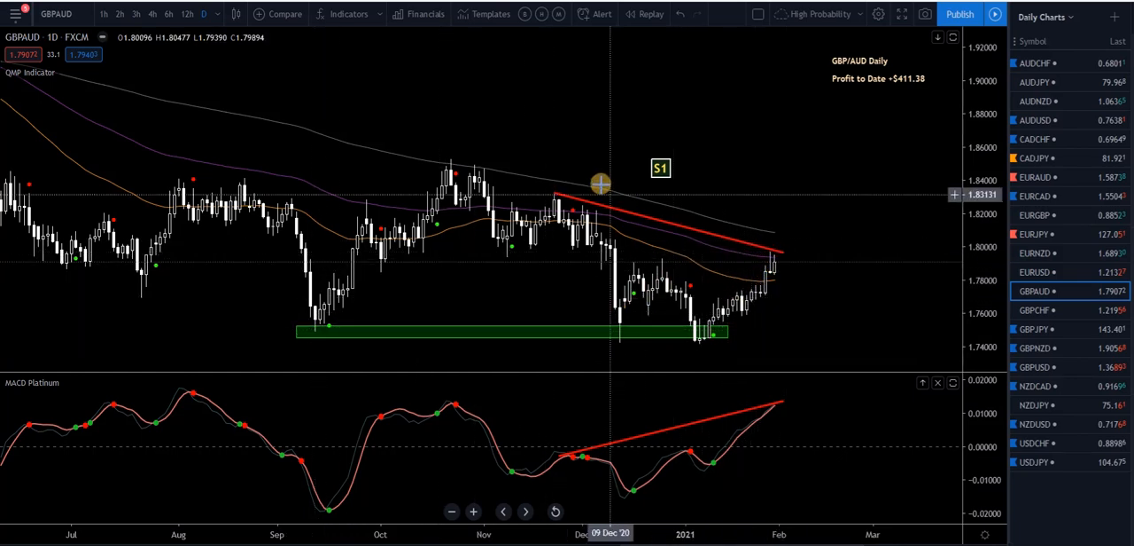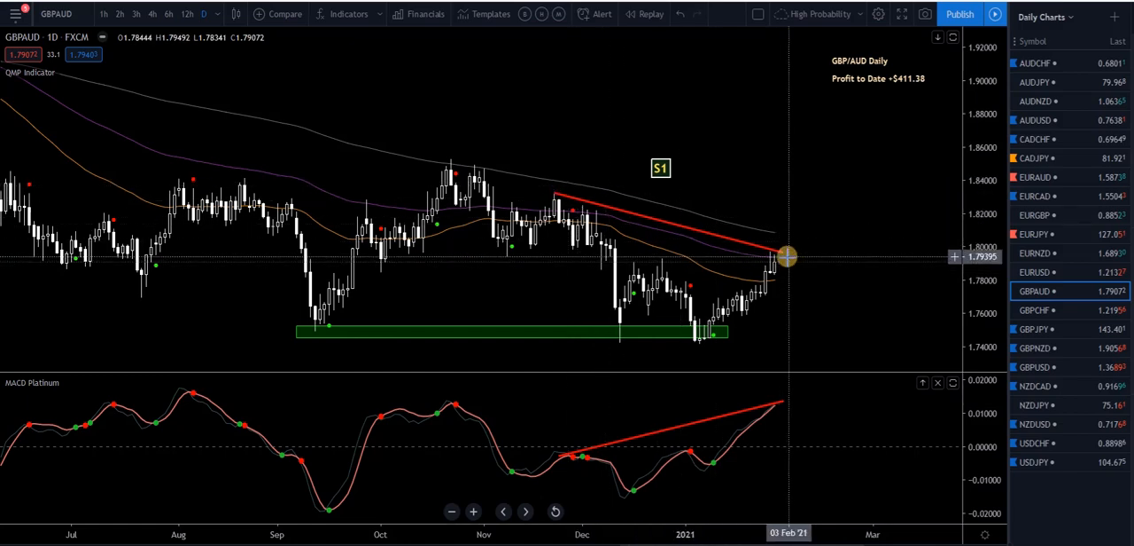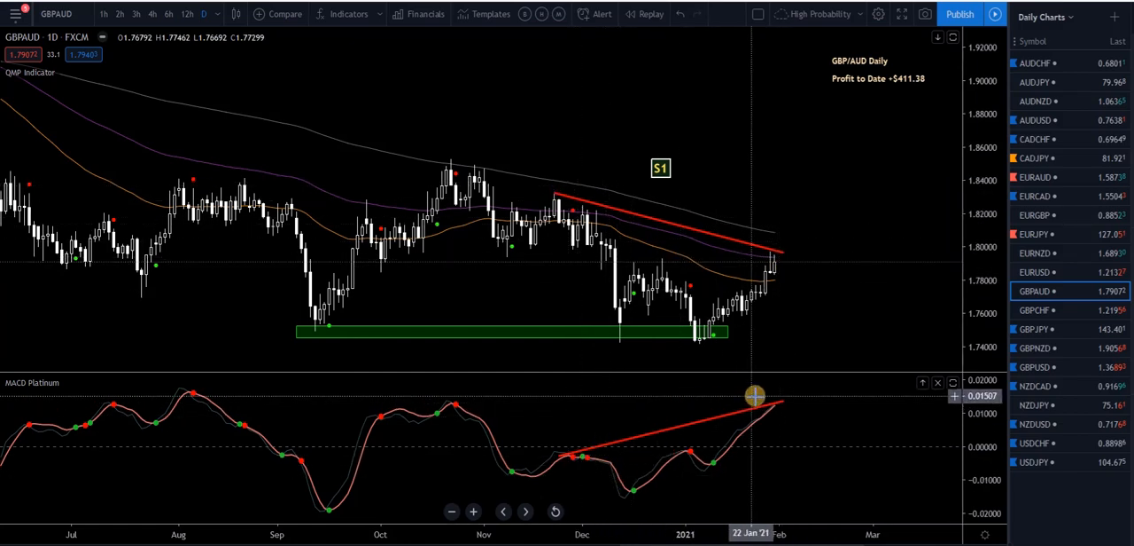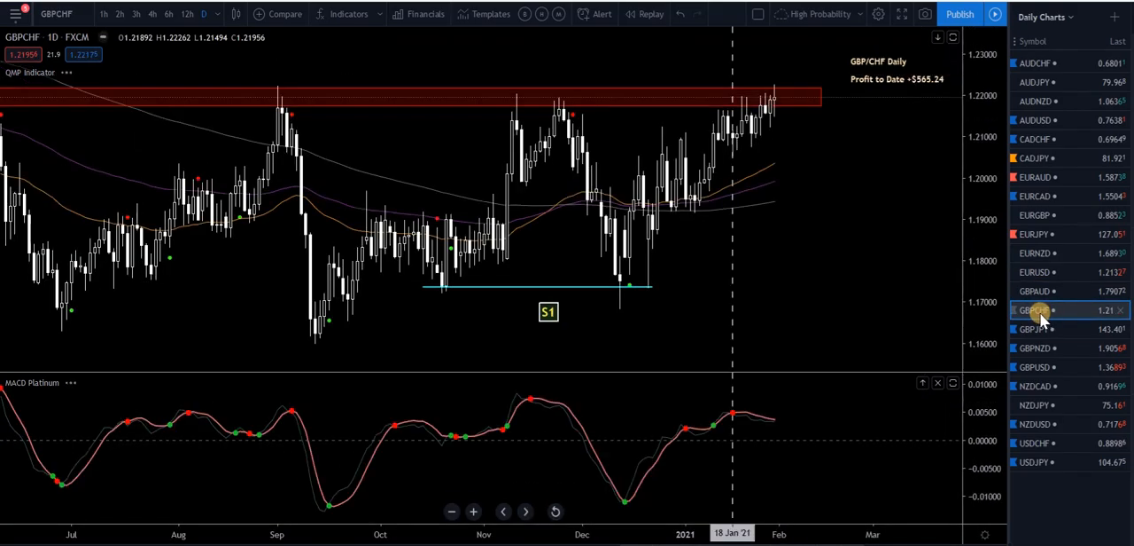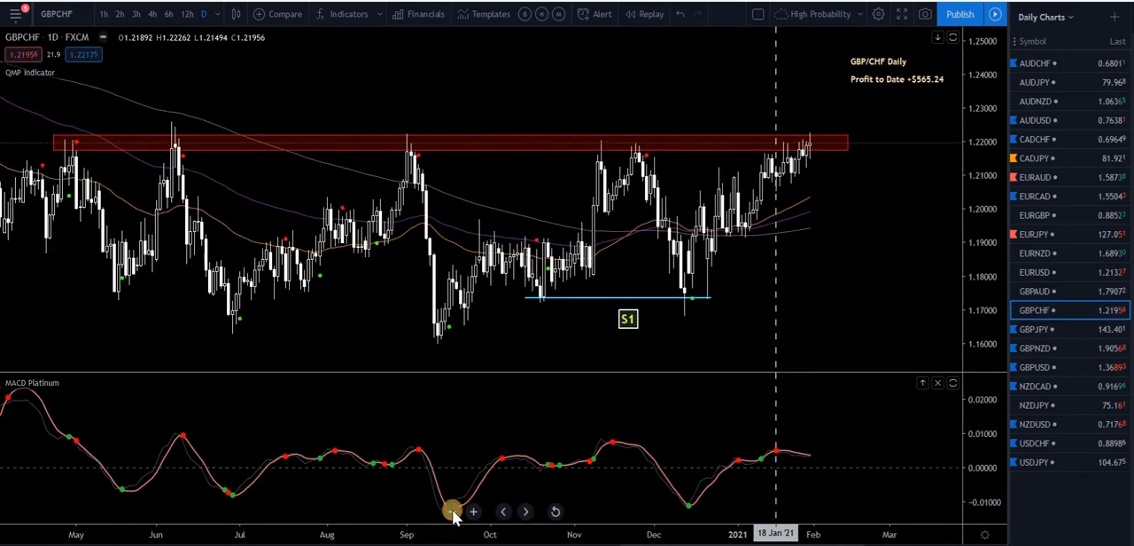Nice support level down here, and again, trend lines are drawn in for potential divergence, in this case hidden bearish divergence, but nothing yet.